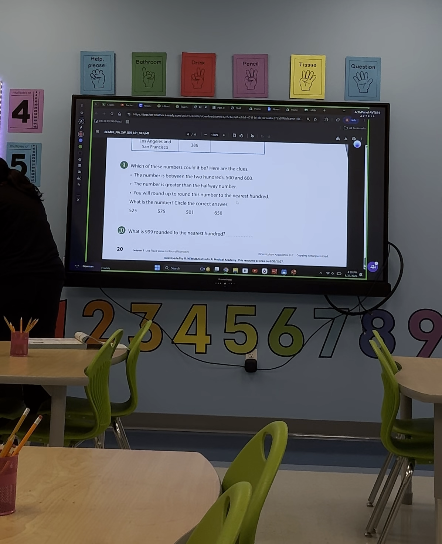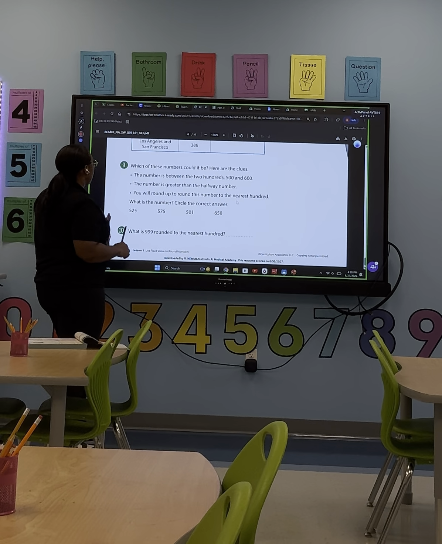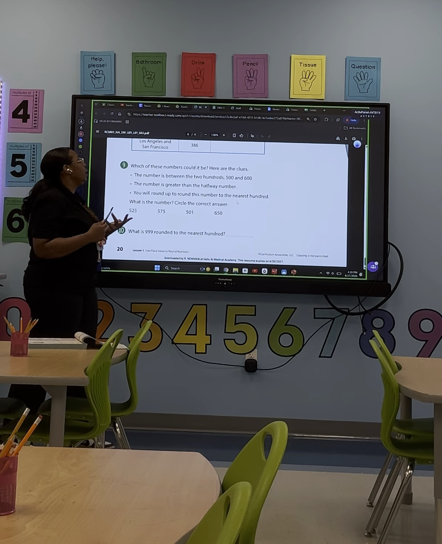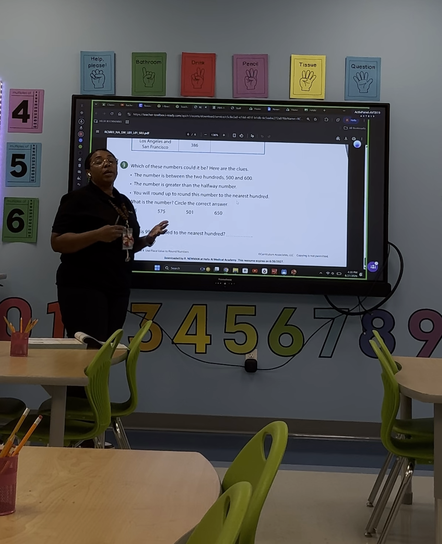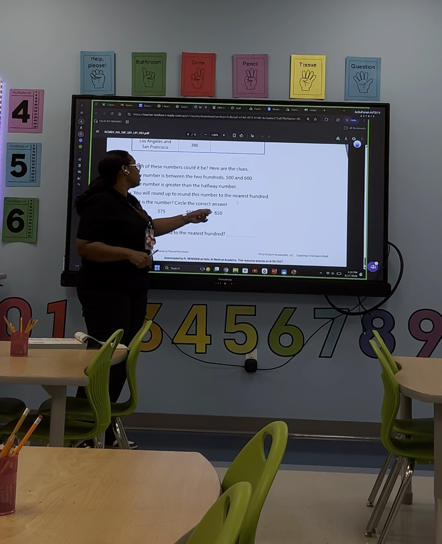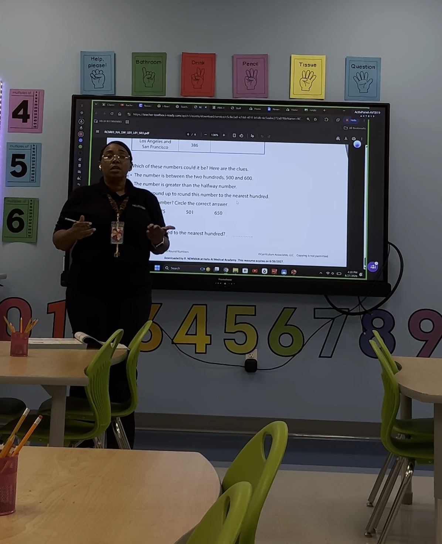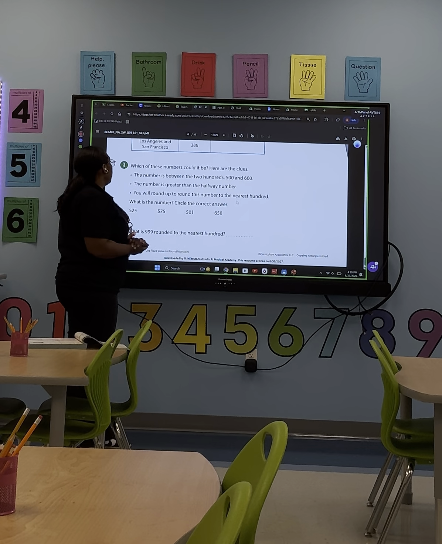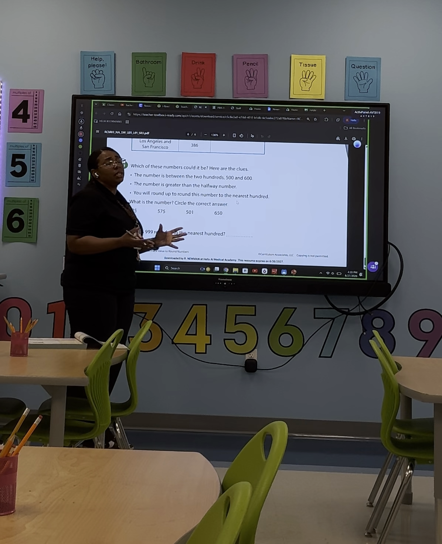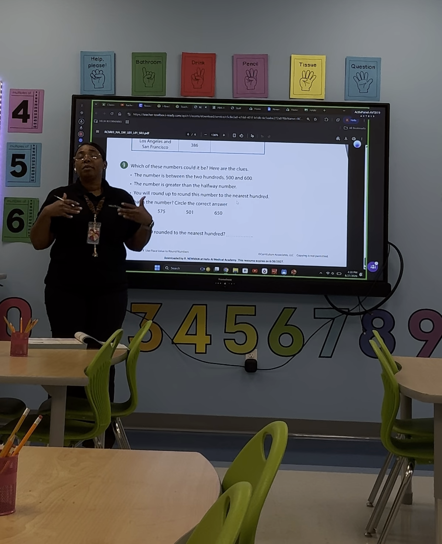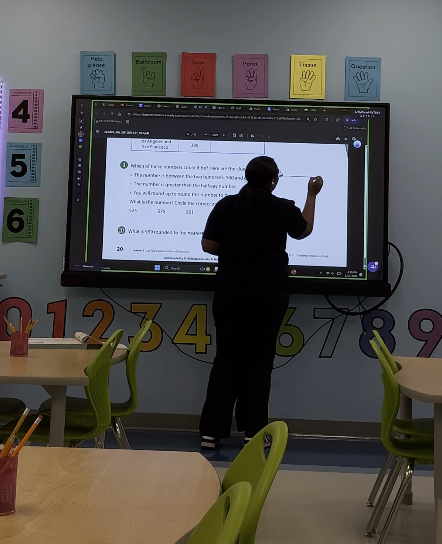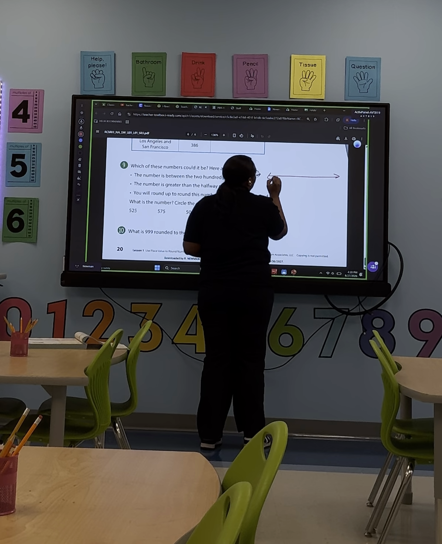Okay, looking at number 9. Number 9 says, which of these numbers could it be? Here are the clues. So we have to figure out which of these numbers the clues are telling us about. So let's go ahead and do this step by step. So let's start with the first thing. Before I even read any clues, I'm going to set up my number line. Remember that number line is always going to be first. I'm going to put my starting line and my ending line.